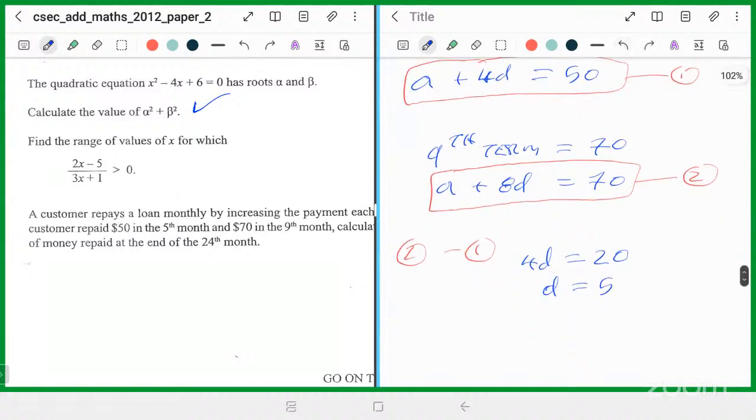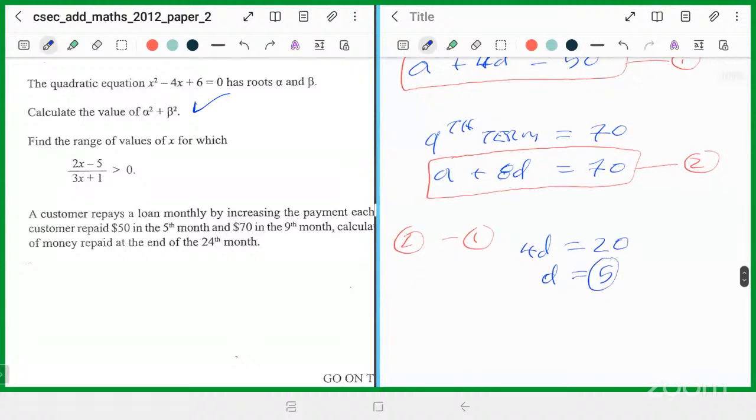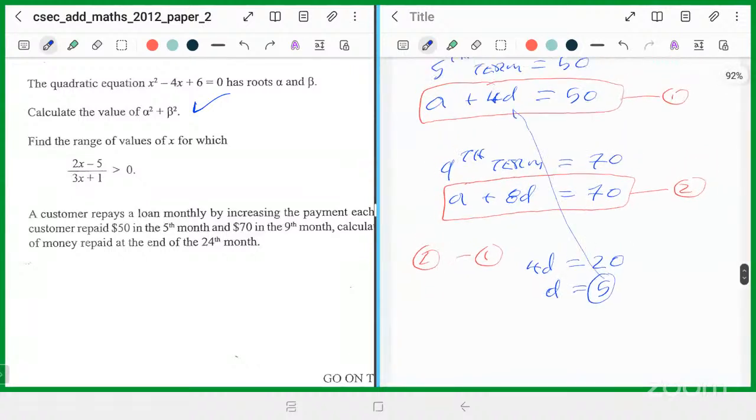And then for the first term, if you take this 5 and put it in the first equation, a plus 4 times 5 is equal to 50. This right here says 20. Subtract 20 over there, and a equals 30. So the first term was $30. The first payment was $30, and they paid $5 more each month. All right.